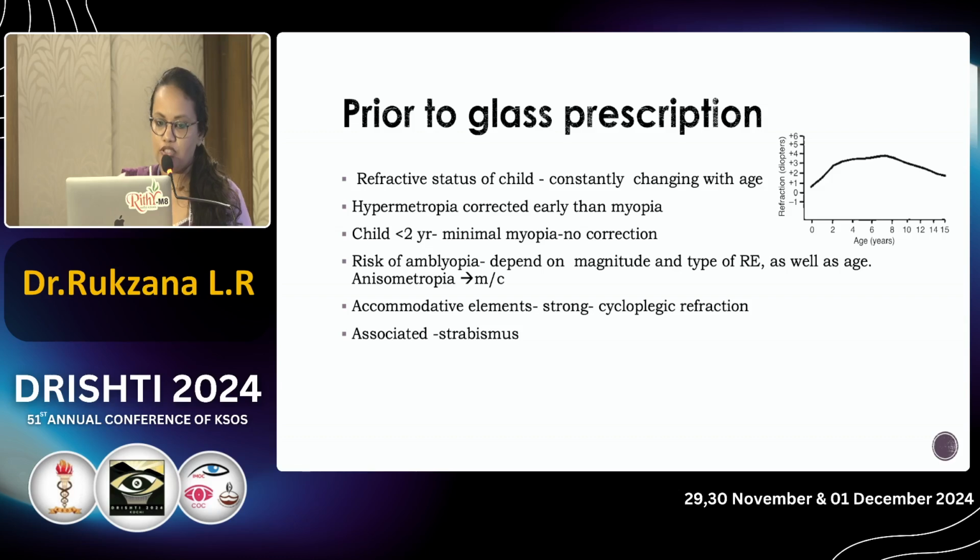Prior to the glass prescription, we know the refractive status of the child is constantly changing with age. Hypermetropia should always be corrected earlier than myopia because the children are usually into near activities. In a child less than 2 years with minimal myopia, there is no need of any correction. Risk of amblyopia depends on the magnitude and type of refractive error as well as the age. Anisometropia is the most common cause of amblyopia. Cycloplegic refraction and associated strabismus should also be considered before prescription of glasses.